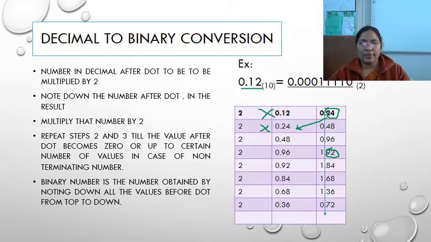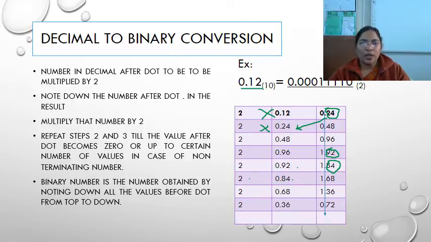Now 2 multiplied by 0.92, how much is it? 1.84. The same thing, only 0.84 is to be considered for the next level. So 0.84 multiplied by 2, you will get 1.68. Like that you proceed. Is it terminating? No. So we will stop after some 4-5 digits, or whatever is mentioned in the question.